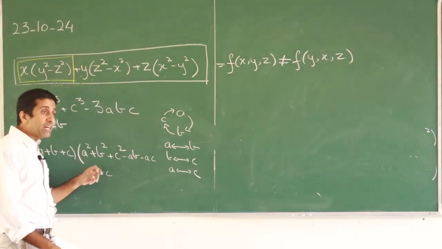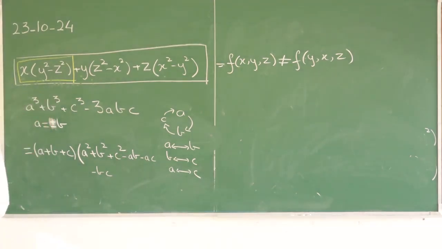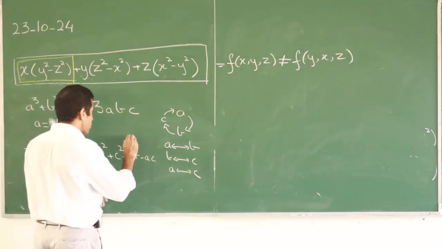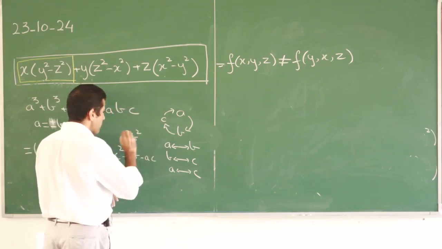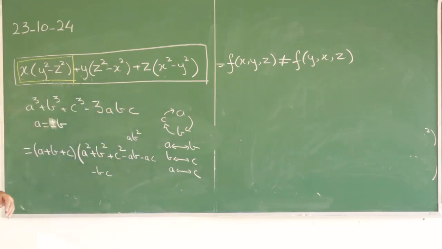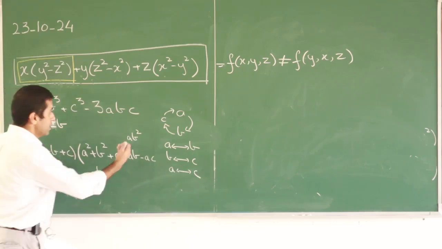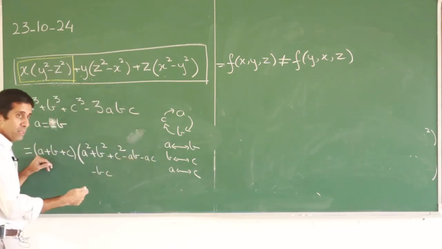I will not add a square. Why will I not add a square? Would I add an AB squared term here? I could. If I add an AB squared term, note what happens here. If I add an AB squared term here, then what silly thing am I doing? Could I add an AB squared term here?